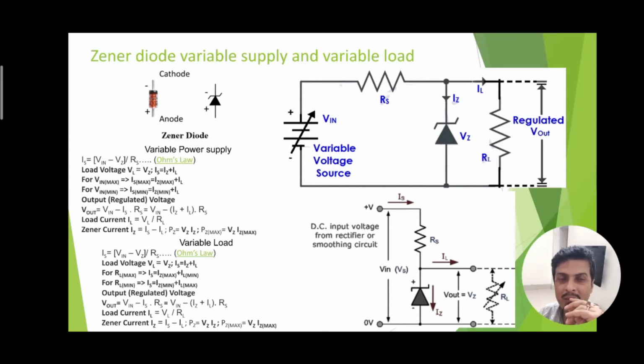The output voltage is given by the difference between the input voltage and the source resistor dissipation, as shown in the equation, and the load current is equal to VL by RL, where VL means load voltage, which is almost equal to the Zener voltage, because when the Zener diode reaches breakdown, the voltage across the Zener becomes constant. And we should remember that Pz max equals Vz into Iz max, that is, the maximum Zener current times the Zener voltage produces the maximum power dissipation in the Zener diode.